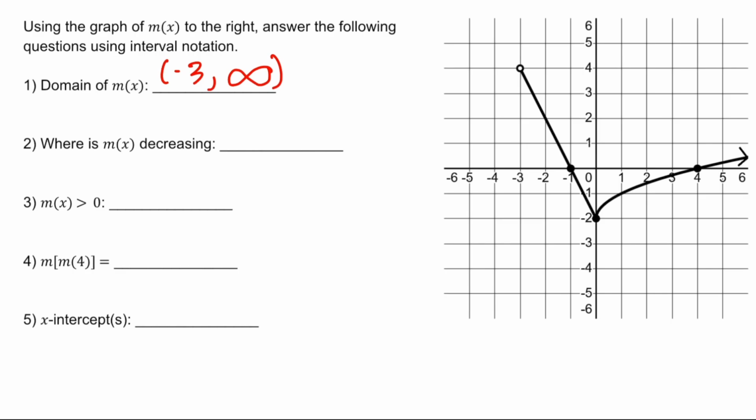Okay, question 2. Where is m of x decreasing? Okay, well, when we're talking about increasing and decreasing intervals, let's think about a linear function that will look something like this. This linear function, can we agree, thinking back to our summer work, that this has a positive slope, right? Rise over run. This is going to have a positive slope, right? We're going up, we're going to the right. So in this case, this is where it would be increasing. Increasing refers to having a positive slope.